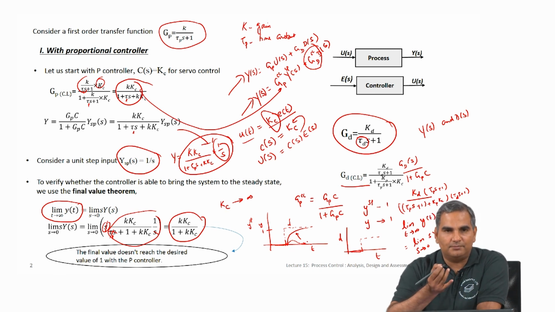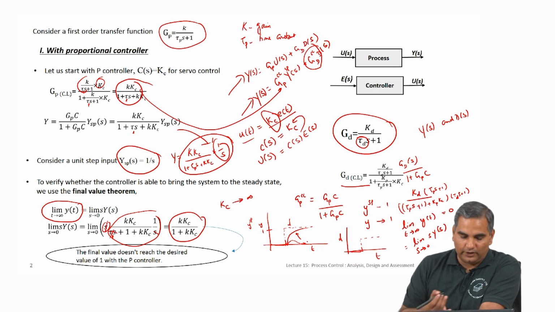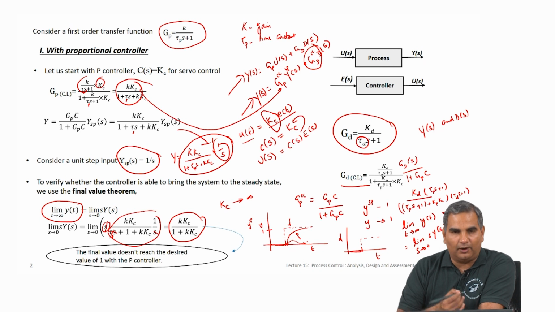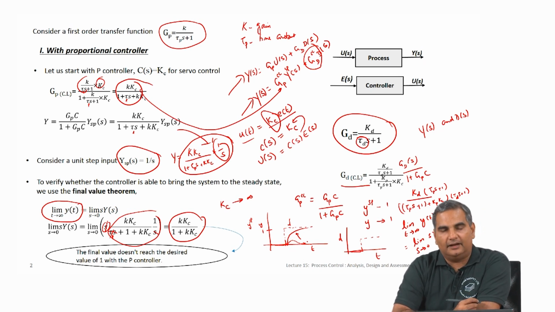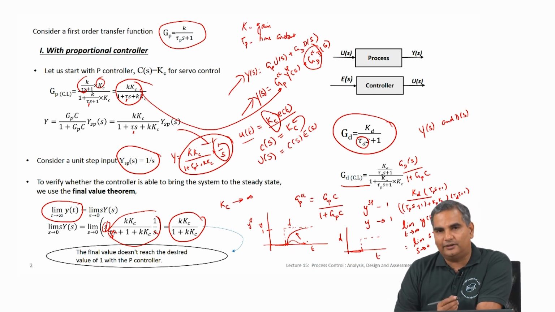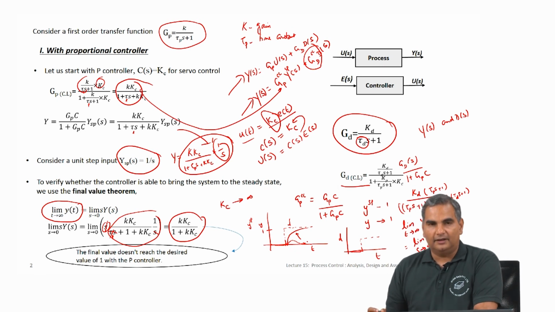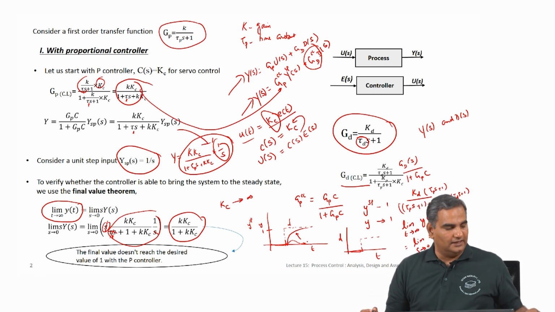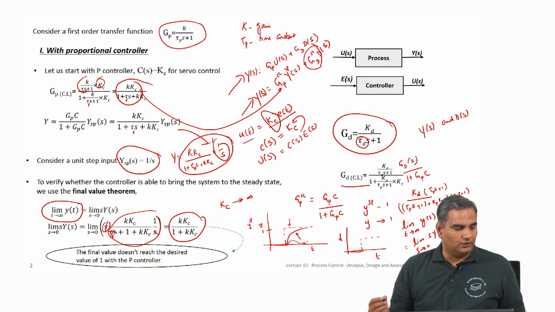Now, once you have your GP, GD and C is k, you can see that there will be an offset in my servo tracking, that is my output will not go to 1 ultimately, which is what I want, and there will be an offset in my disturbance rejection also. This is a case where I want y to be 0 as t tends to infinity, but that will not happen either. Nonetheless, because of its ease and simplicity, proportional controller is quite heavily used in the industry.